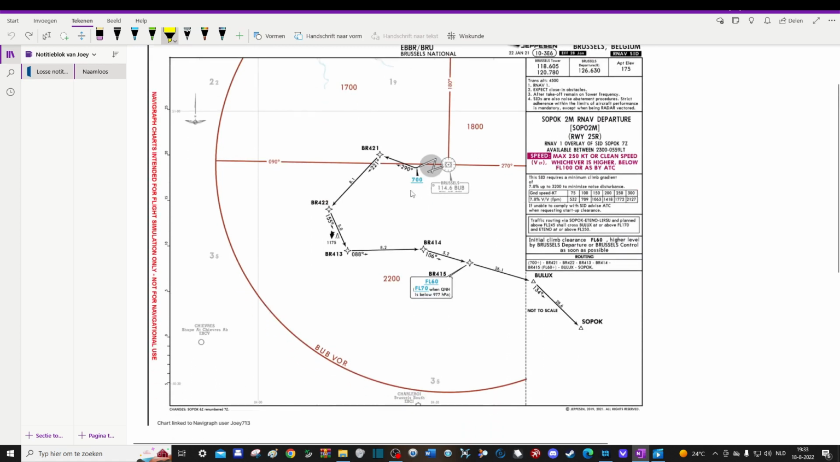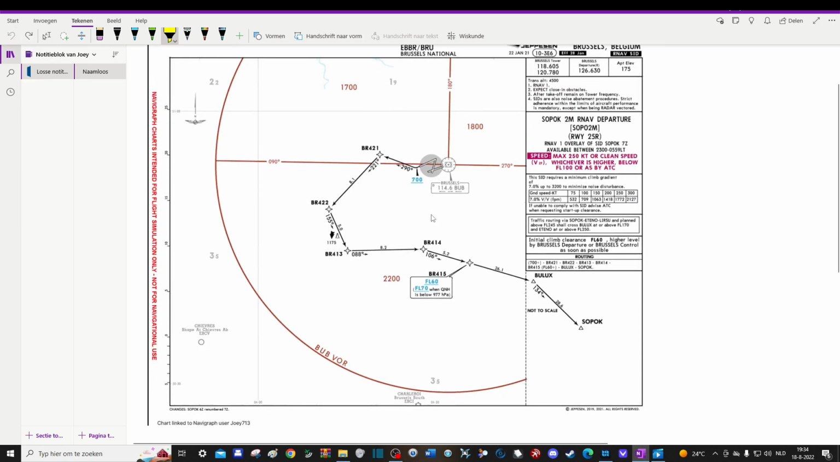Now that we've gone over all the information and what it means, let's see what the chart is actually telling you to do. So basically, it's saying that after departure you're going to fly straight ahead until you're at or above 700 feet, after which you're going to make a right turn to this waypoint, and from there you're going to follow the rest of the routing, making sure you cross BR414 at or above flight level 60.